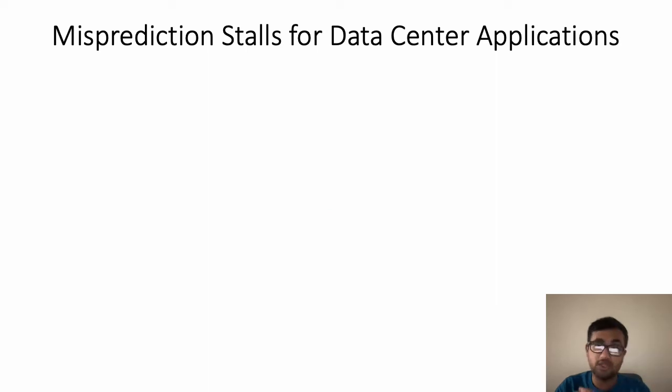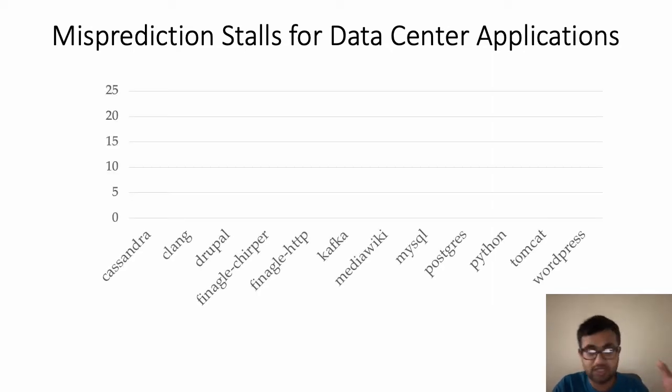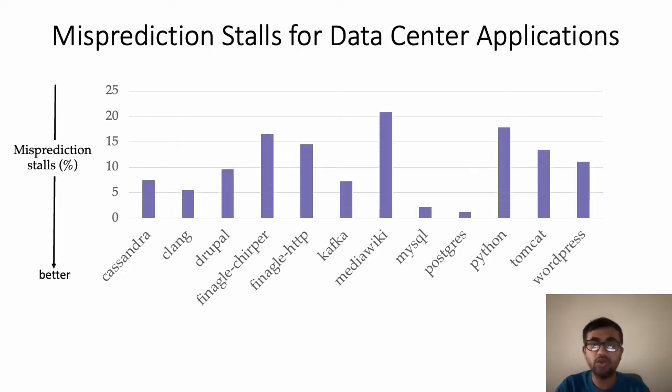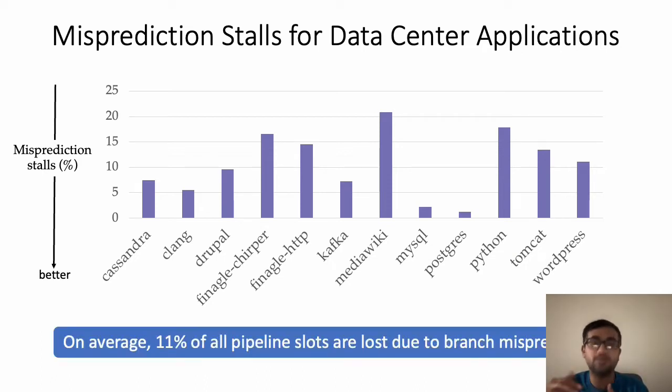As described in the introduction, branch misprediction is a major problem for data center applications. We characterize the implications of this problem for 12 open source data center applications. For these applications, we measure the percentage of CPU pipeline slots lost due to branch mispredictions, which we show in the y-axis, where lower is better. As we show, on average, these applications lose 11% of all CPU pipeline slots due to branch mispredictions.